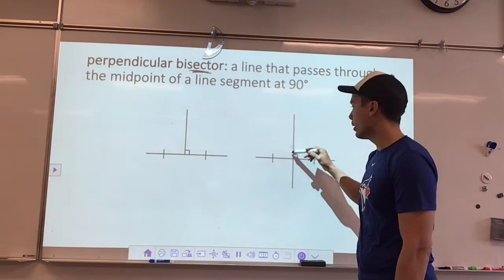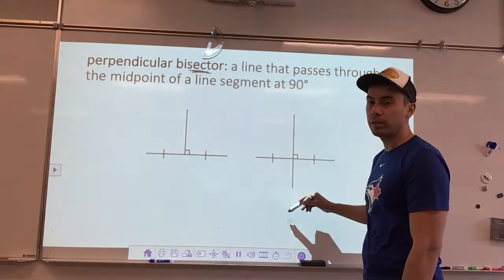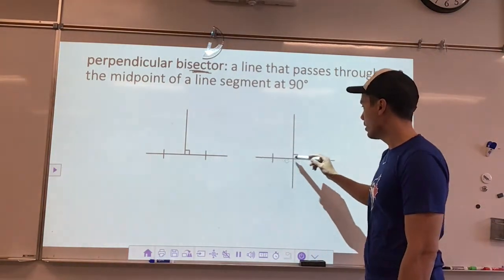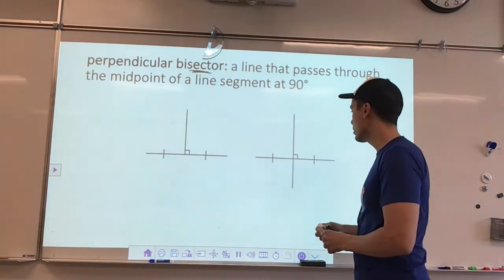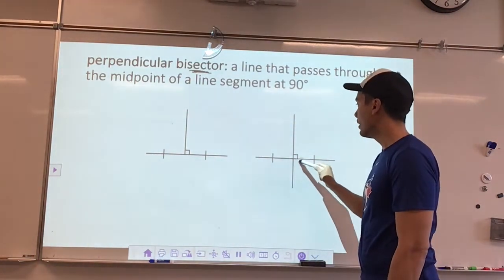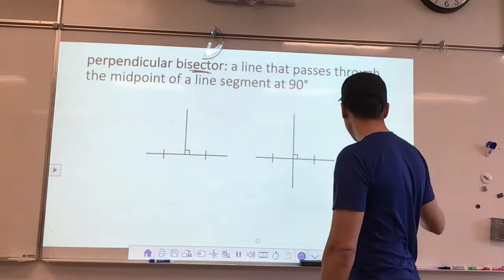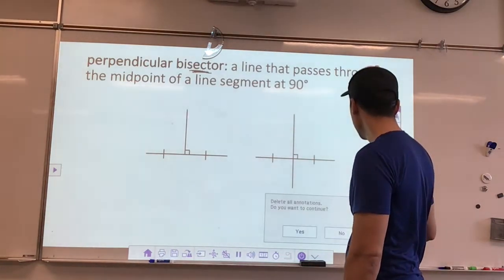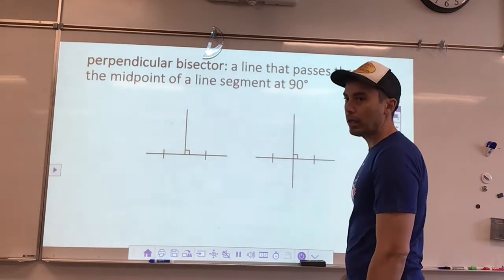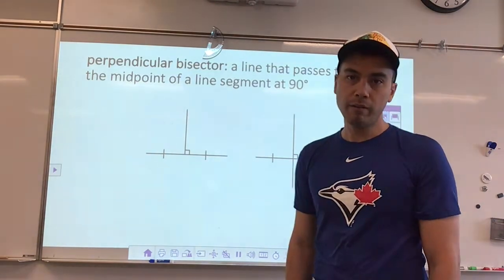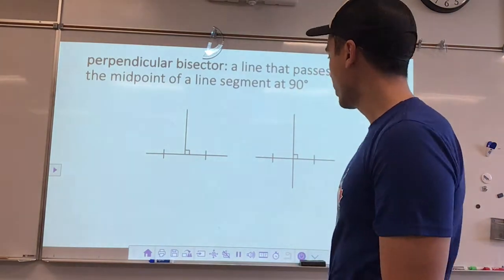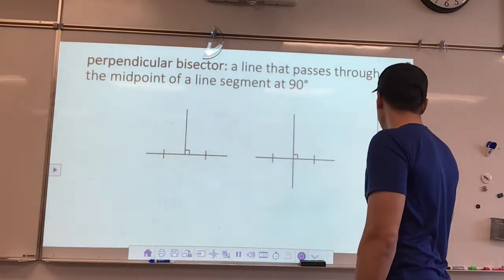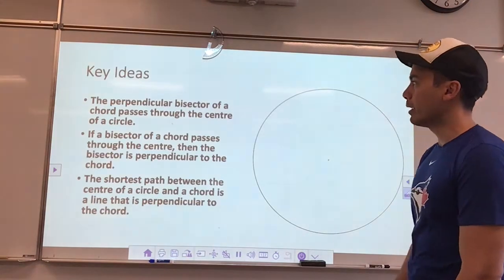The line might go all the way through, and that's okay. This is still a perpendicular bisector. It cuts this horizontal line into 2 equal pieces at 90 degrees. That is what perpendicular bisector means. So some very funny things happen when we have a chord and perpendicular bisectors in a circle. And let's talk about those right now.